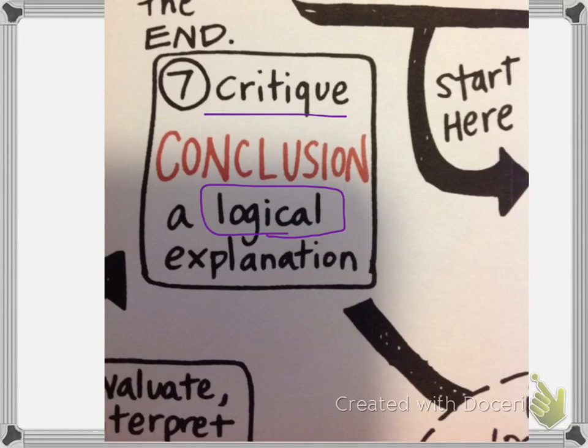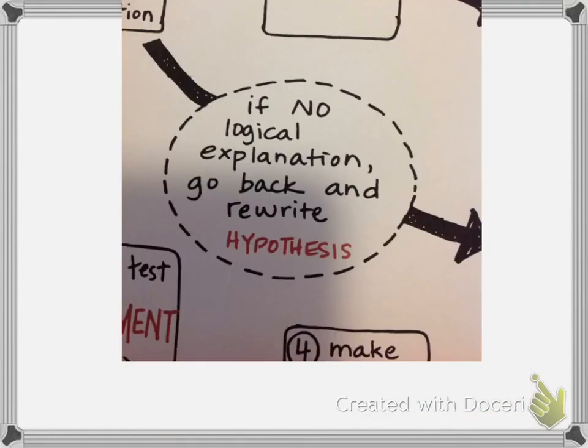This is also the point where you look at it and think, well, the numbers are not logical. I don't have a good explanation. Now I need to figure out, what did I do wrong? How can I do it differently? And here the arrow leads to this bubble in the middle. If no logical explanation, go back and rewrite, revisit your hypothesis. And I would say you may have to go back even one or two steps further.